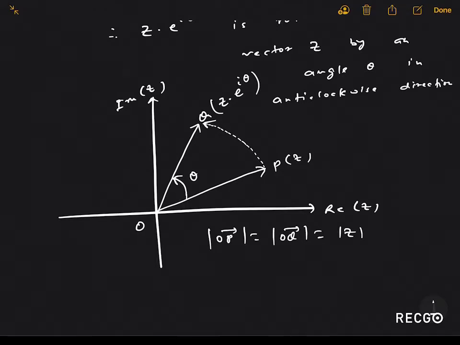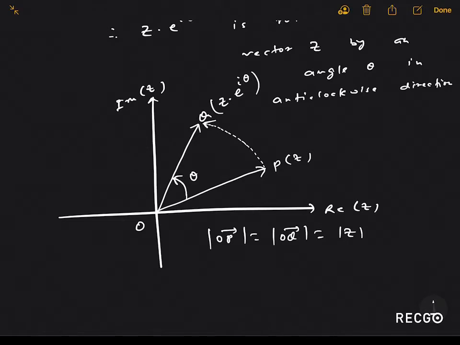Which means that if we rotate the OQ vector in the clockwise direction, minus theta means clockwise direction, by an angle theta, we are again back at the position of the OP vector, right? Clear everyone? So the conclusion is that if we multiply any vector in the complex plane by e to the power iota theta, then the vector gets rotated. The magnitude remains the same, but the vector gets rotated by an angle theta. If theta is positive, it gets rotated in the anti-clockwise direction. If theta is negative, it gets rotated in the clockwise direction.